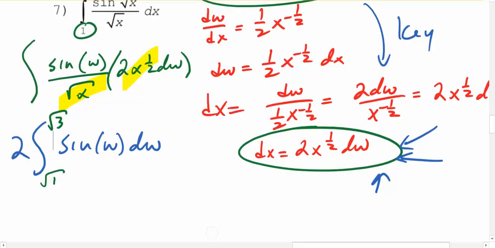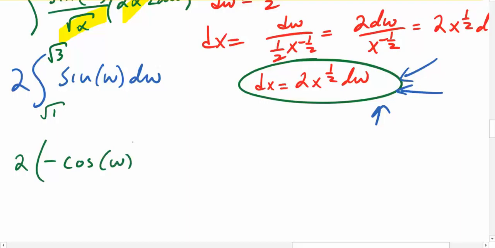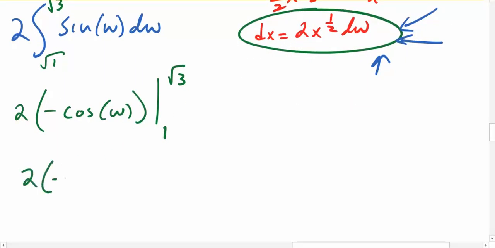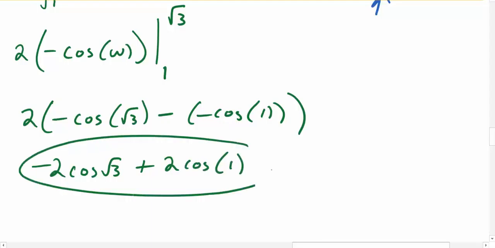Ah, is it? So let's finish this. So what's the integral of sine? What's the integral of sine? Negative cosine of w from 1 to the square root of 3. So what's that going to be? 2 times negative cosine of root 3 minus negative cosine of what? 1. And what's the only thing you can do to simplify this? Negative 2 cosine square root of 3 plus 2 cosine 1. Are those trig values that are nice? No, they are not. That's where you would stop.